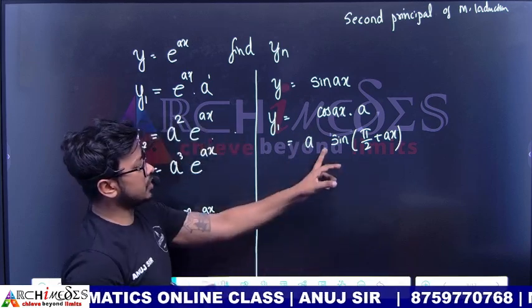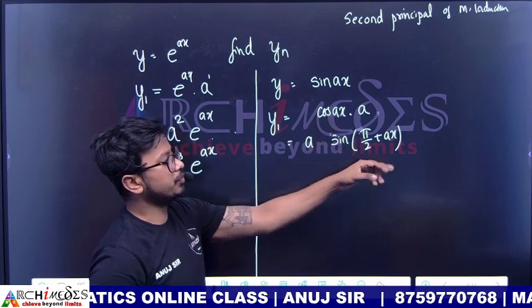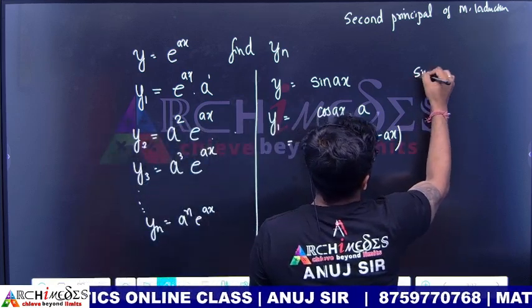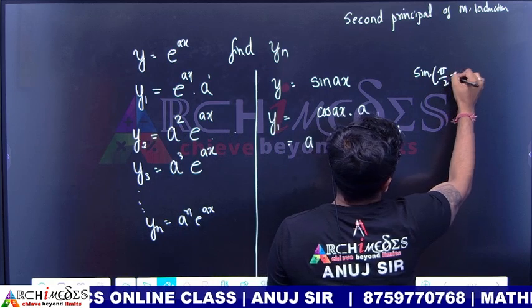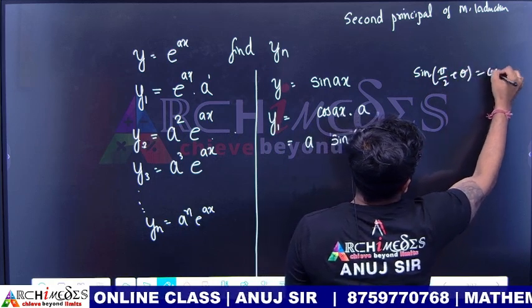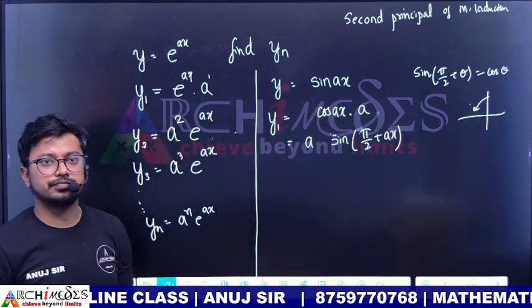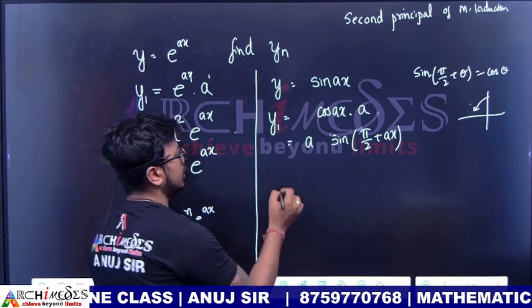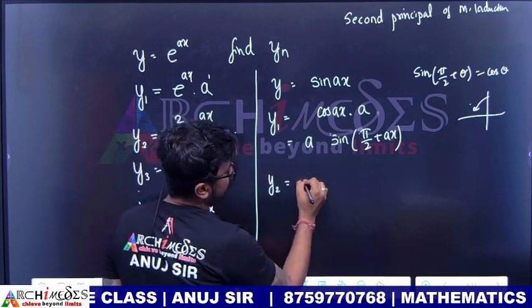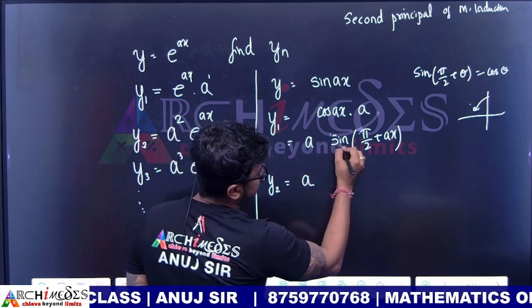I'm not differentiating. I'm just writing cos theta as sin of pi by 2 plus theta, because we know that sin of pi by 2 plus theta is cos theta. It is in the first quadrant, so the sign is positive. This is very important. And again, if I differentiate y2, what becomes? a is a constant term, sin of pi by 2 plus theta.